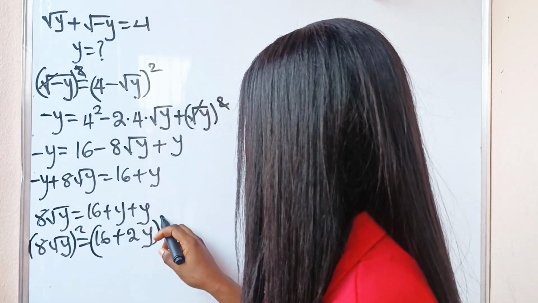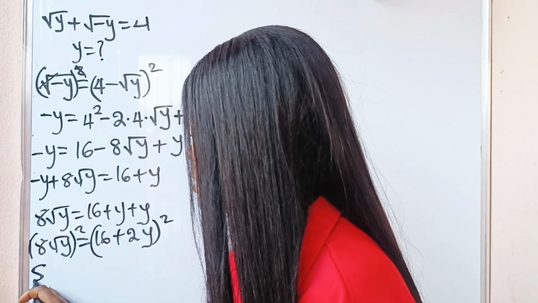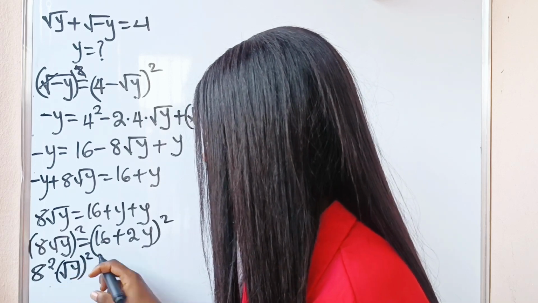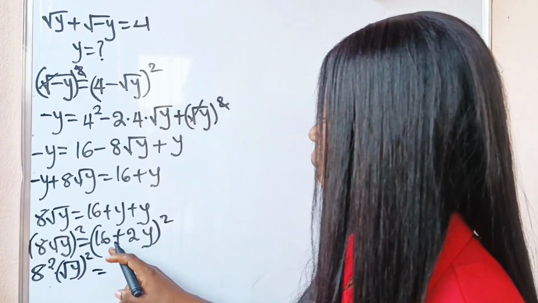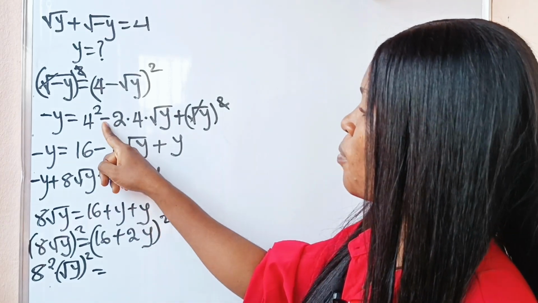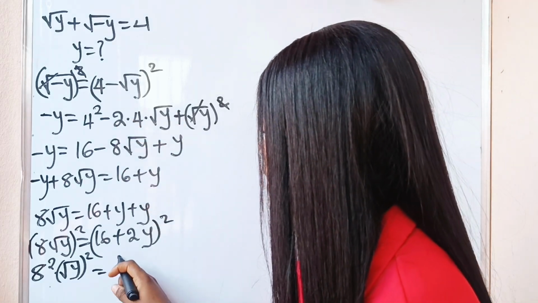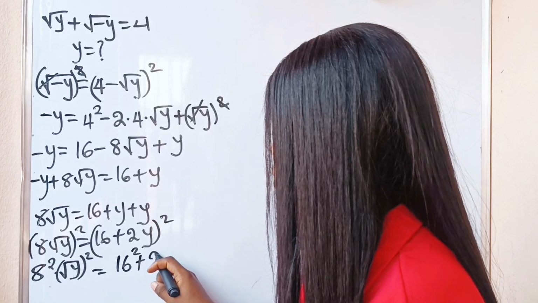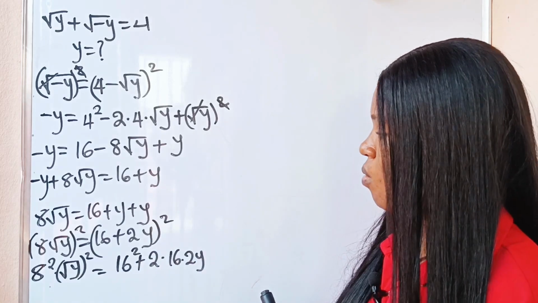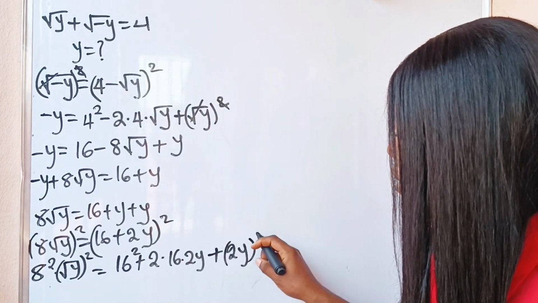This squared, this squared. Okay, so we have 8 squared multiplied by root y squared is equal to, now we have a plus b squared here. So instead of minus 2ab, it's going to be plus 2ab this time. So it's going to be a squared, which is 16 squared, plus 2ab, 2 multiplied by 16 multiplied by 2y, all right? Then plus b squared, which is 2y squared.